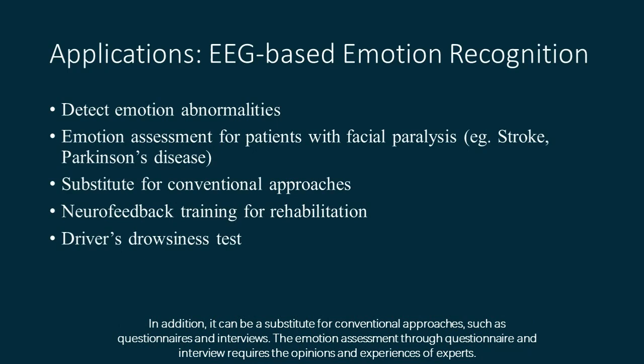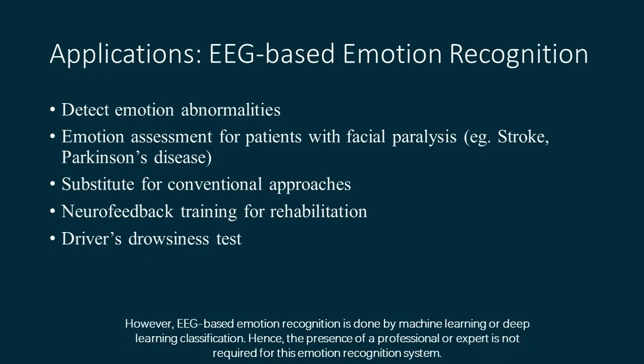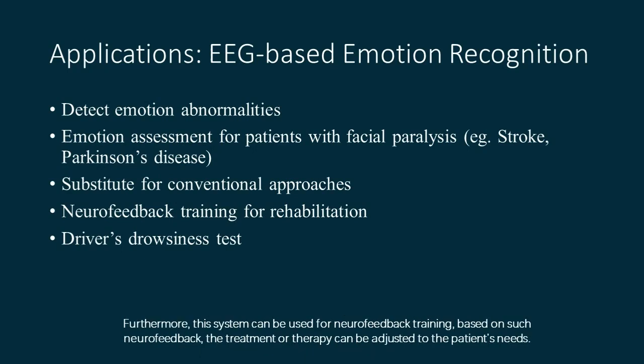In addition, it can be a substitute for conventional approaches, such as questionnaires and interviews. The emotion assessment through questionnaire and interview requires the opinions and experiences of experts. However, EEG-based emotion recognition is done by machine learning or deep learning classification. Hence, the presence of a professional or expert is not required for this emotion recognition system. Furthermore, this system can be used for neurofeedback training. Based on such neurofeedback, the treatment or therapy can be adjusted to the patient's needs.